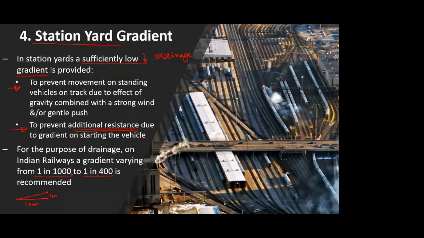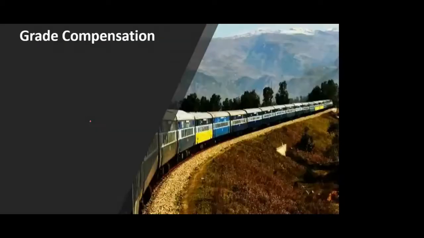But once water gets accumulated, it will flow in this direction and then the drainage will take place. So these are the station yard. This is all about station yard gradient.